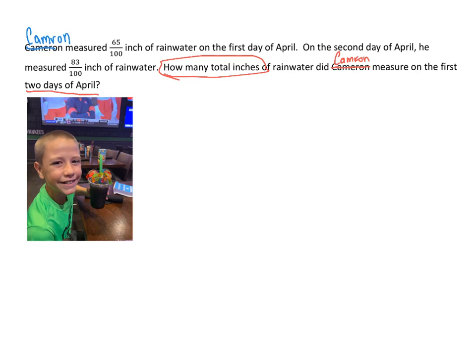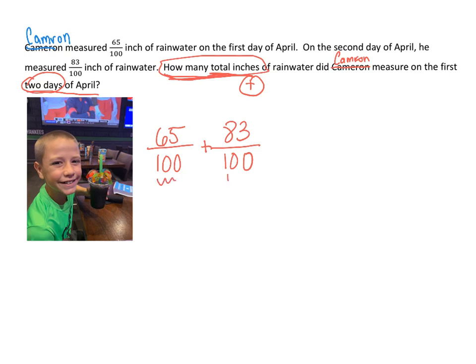Well, he is telling you because we're asking for how many total, and it's telling us in the 2 days, we know that we're going to be adding. So 65 hundredths of an inch plus 83 hundredths of an inch. Now, it's cool. In the past couple of problems, we had to convert our tenths into hundredths. This way, we don't have to because the denominators are the same. So when we add those together, we get 148 hundredths.